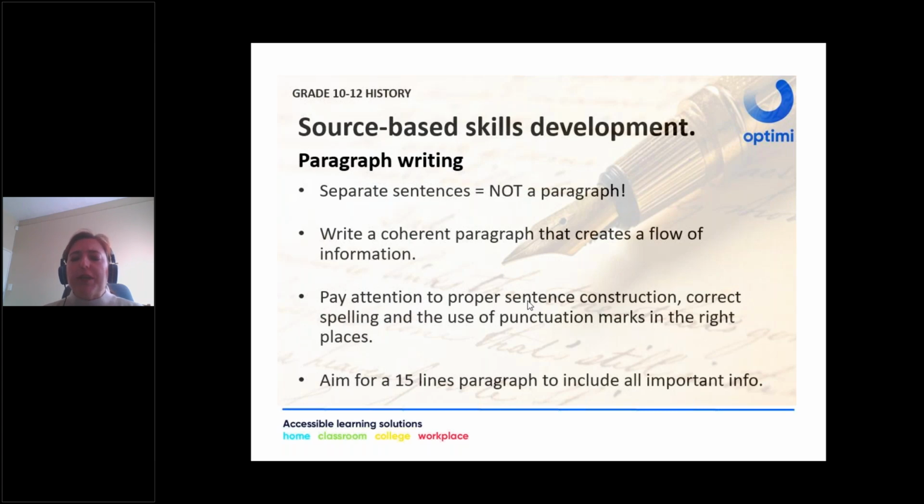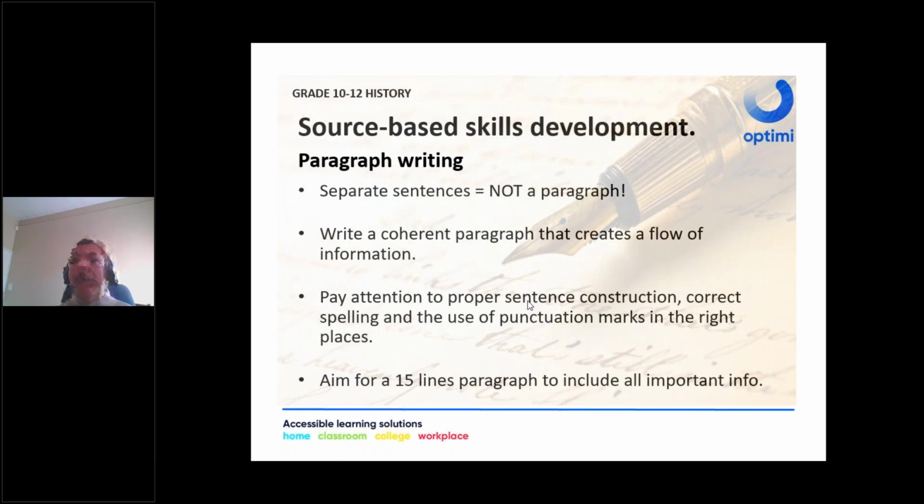Some of the paragraphs are extremely difficult to mark because it's extremely difficult to read, because many learners don't use capital letters at the beginning of a sentence. They don't use a full stop at the end of a sentence. So it's very difficult to read a paragraph where you cannot see the start of sentences and the end of sentences. Some of the spelling is extremely poor when it comes to grade 10 to 12.